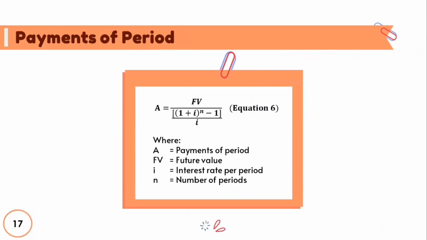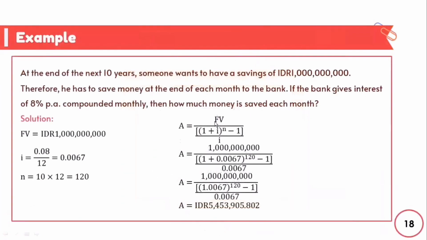Next is payments of period. The formula of payments of period is like this. This is the example. So we have to substitute this information to this formula. So we get A is like this.